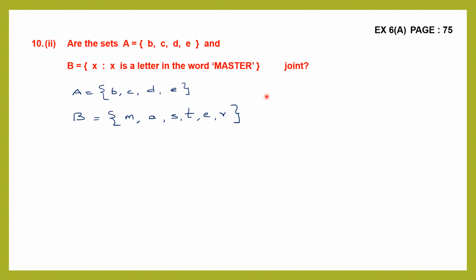Now the question is, are these sets joint? Are they joint sets? So what are joint sets? Joint sets or overlapping sets are sets in which there is at least one element in common. So here B, C, D, E and here M, A, S, T, E, R. We can see E that's common. So these are joint sets. We call them joint sets. So the answer is yes, because the question is, are they joint? And we answer it and say yes, they are joint.